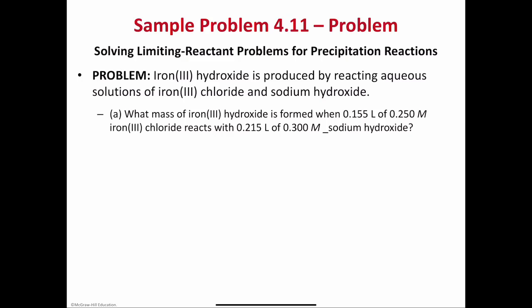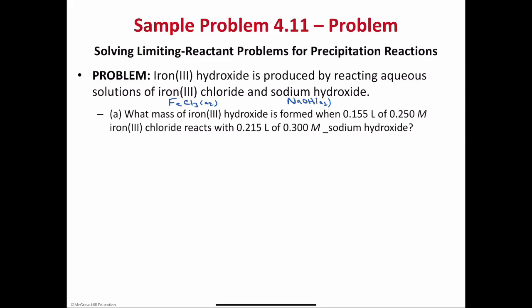Let's take a look at sample problem 4.11, and it's a limiting reactant problem. It says iron(III) hydroxide is produced by reacting aqueous solutions of iron(III) chloride, FeCl3, with sodium hydroxide. So that's how I make iron(III) hydroxide. What mass of iron(III) hydroxide is formed when I take 0.155 liters of 0.25 molar iron(III) chloride and mix it with 0.215 liters of 0.300 molar sodium hydroxide?